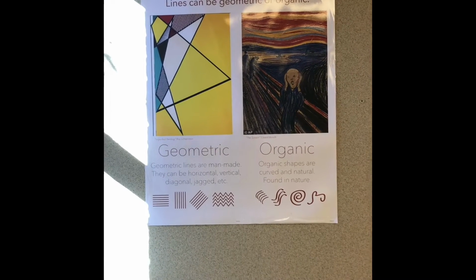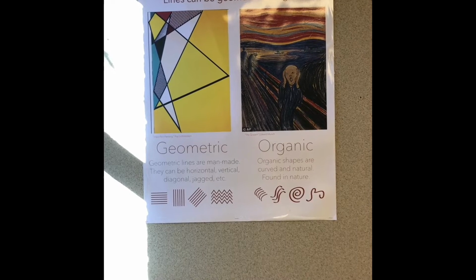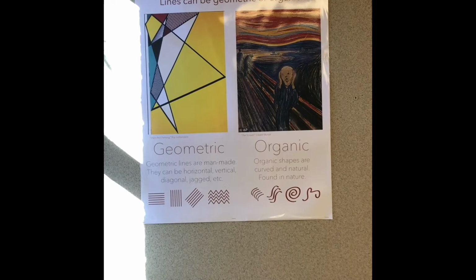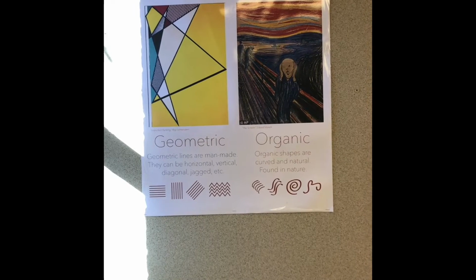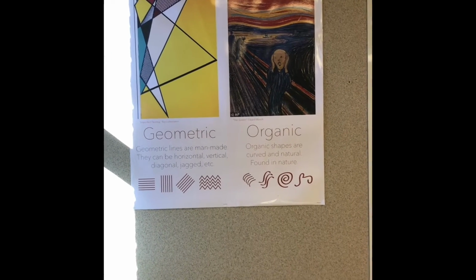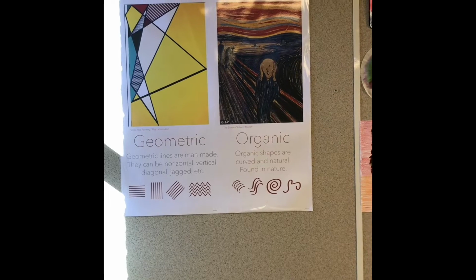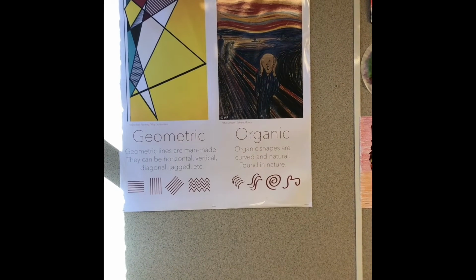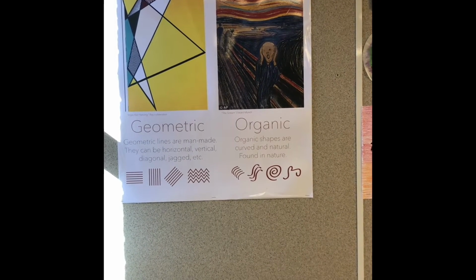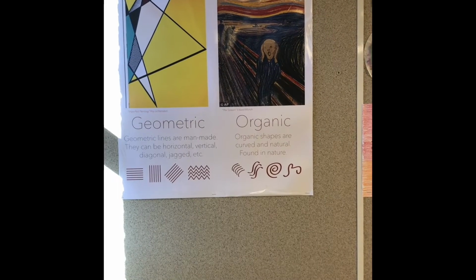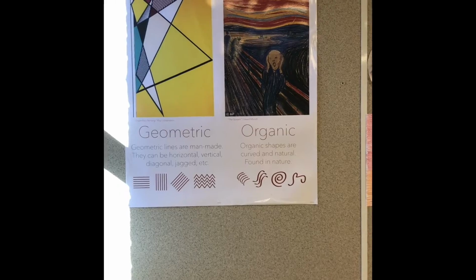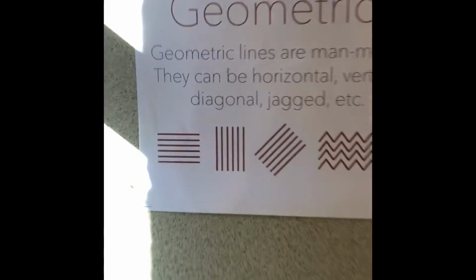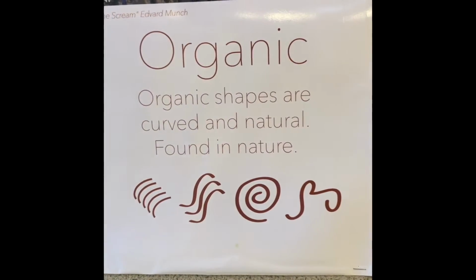Then it gives us some examples of geometric lines. Geometric lines are man-made. They can be horizontal, vertical, diagonal, jagged, etc. Then we see this really weird picture of this guy screaming, and it's actually called The Scream, the name of that painting. Those are organic lines. Organic shapes are curved and natural, found in nature. Geometric lines, organic lines.